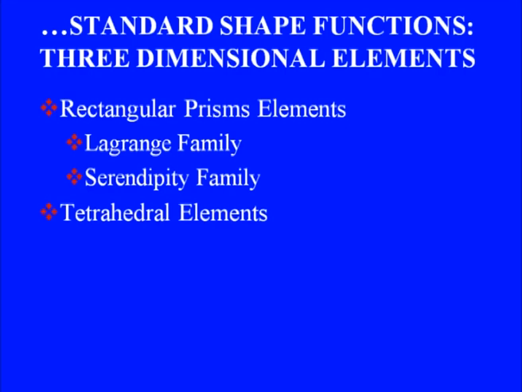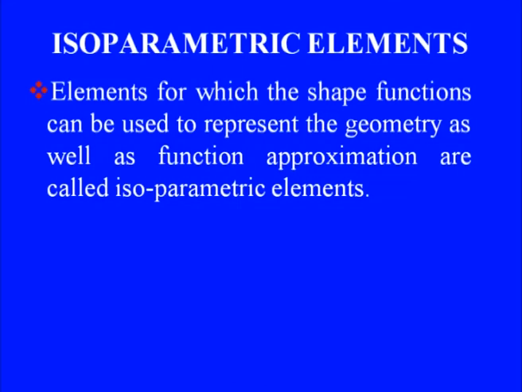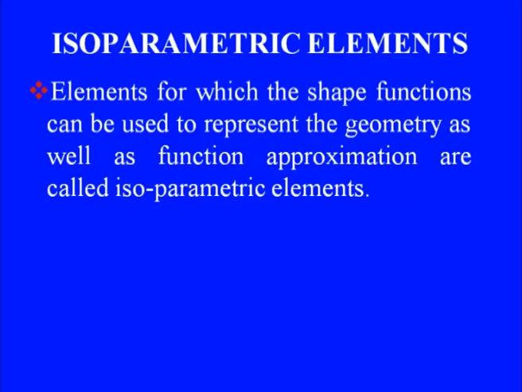Tetrahedral elements, I said that is a reading assignment for you. And then we use the word isoparametric element. Specifically, when we discussed our triangular element, we said it also works out that the linear triangle is an isoparametric element. So, what do we mean by an isoparametric element in general? The definition is that elements for which shape functions can be used to represent the geometry as well as the function approximation are called isoparametric elements.